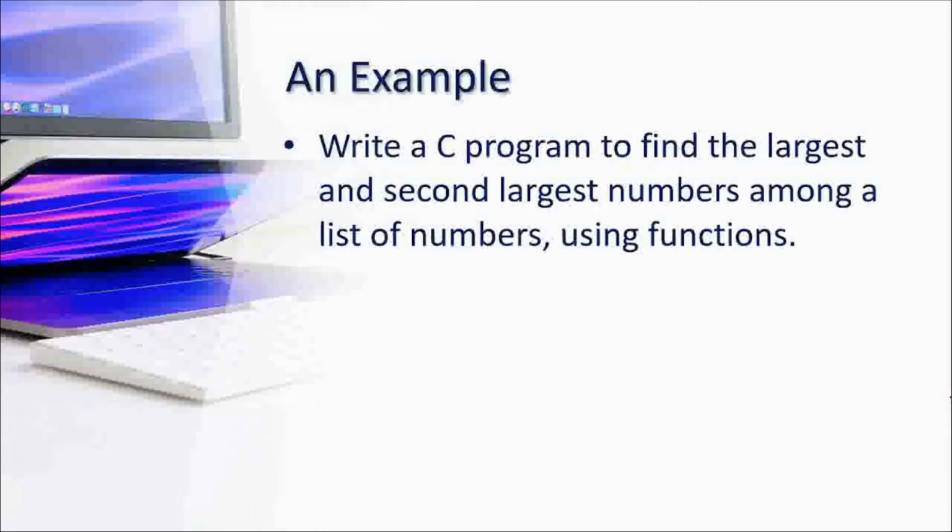In this example, we write a C program to find the largest and the second largest numbers among a list of numbers using functions. So we are using functions here, and there is a list of numbers, and we want to find out the largest as well as the second largest numbers among this list. So let's see how this can be done.